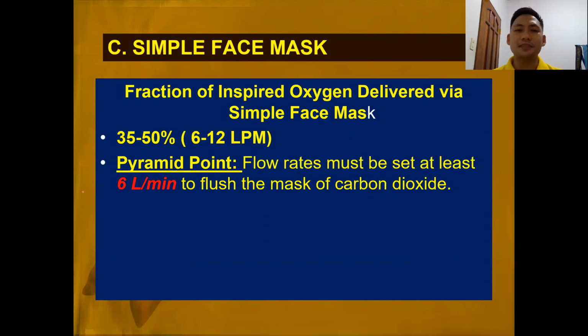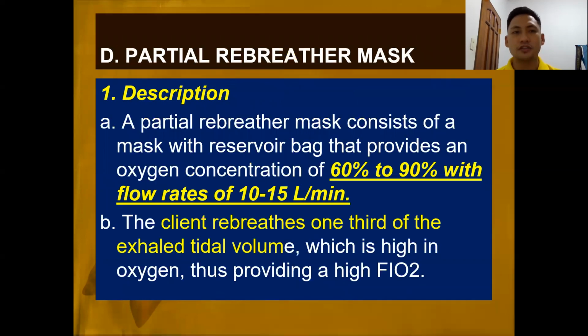For simple face mask, 35 to 50 percent, we can regulate it to 6 to 12 liters per minute. In some textbooks, it is 6 to 10 liters per minute. Pyramid point, ito yung gina-emphasize palagi: flow rates must be set to at least 6 liters per minute to flush the mask of carbon dioxide. So don't forget.